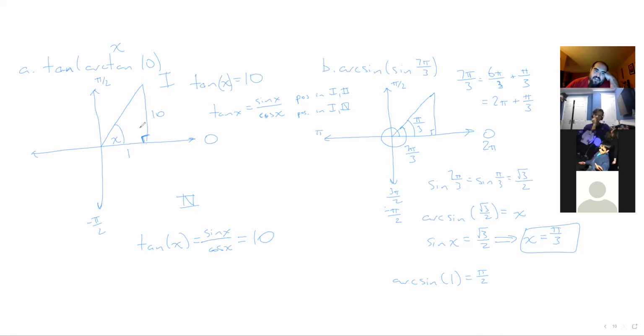So that's where I drew this picture over here, right? And basically what the rest of this is asking, if I go outward from there, is: all right, I found this angle x. So what's the tangent of it? Well, remember that the way we built this angle x was that the tangent of x was equal to 10. So basically what this whole statement is asking is, what is the tangent of the angle that has a tangent of 10?